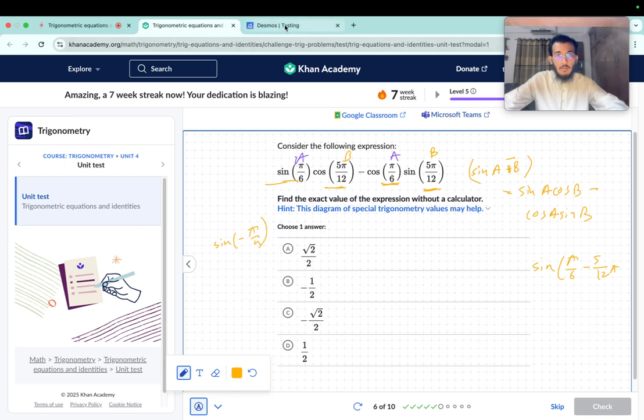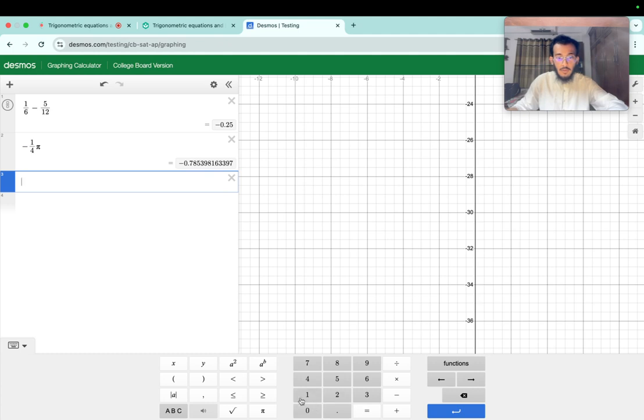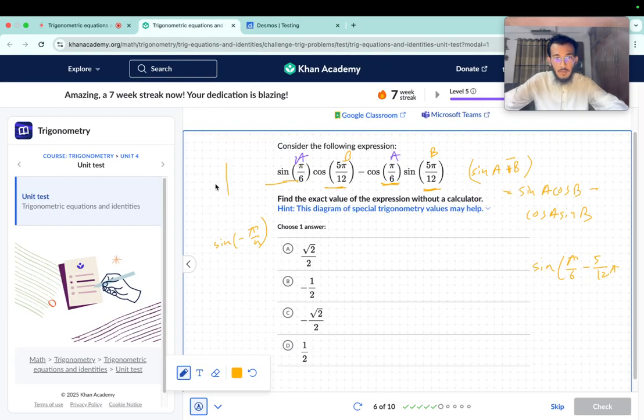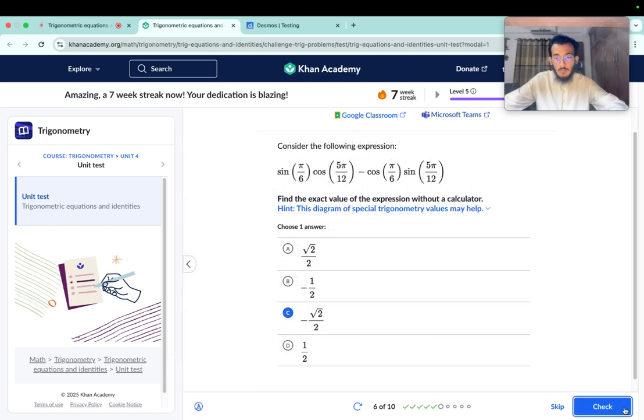Now negative pi by 4 is basically 45. So negative 45 means fourth quadrant, which is the same as negative sine 45. So sine 45 has a value of 1 upon root 2, and if you rationalize that, this becomes option C.